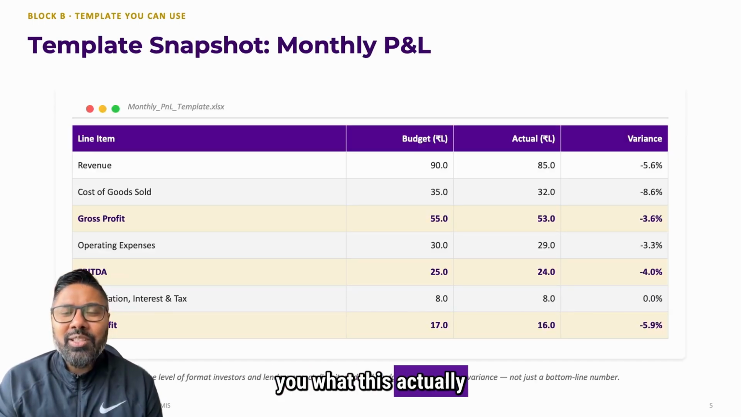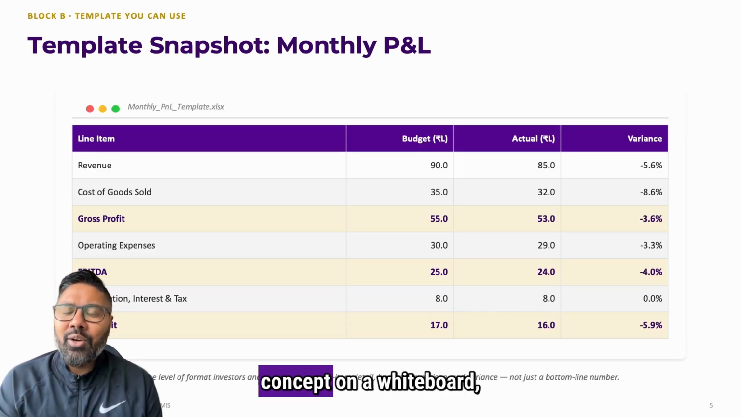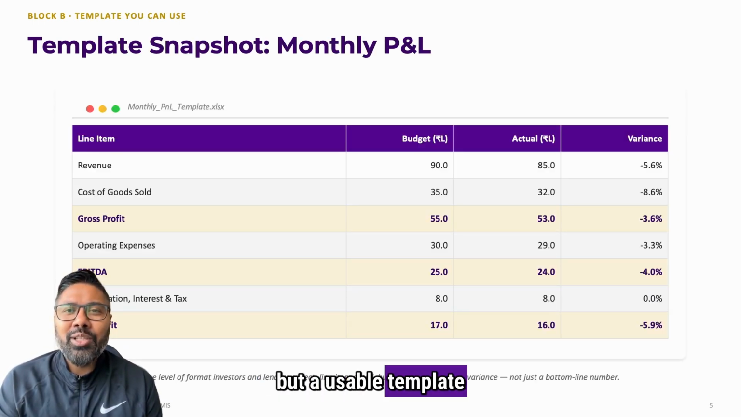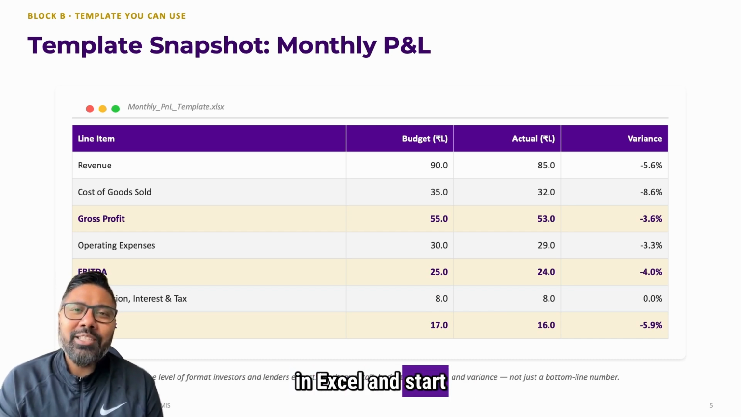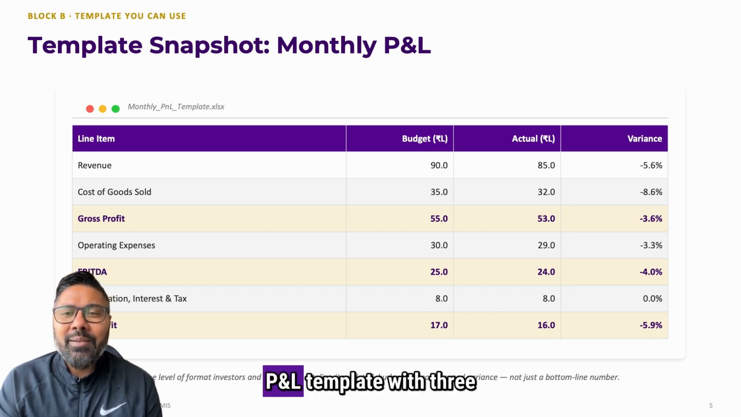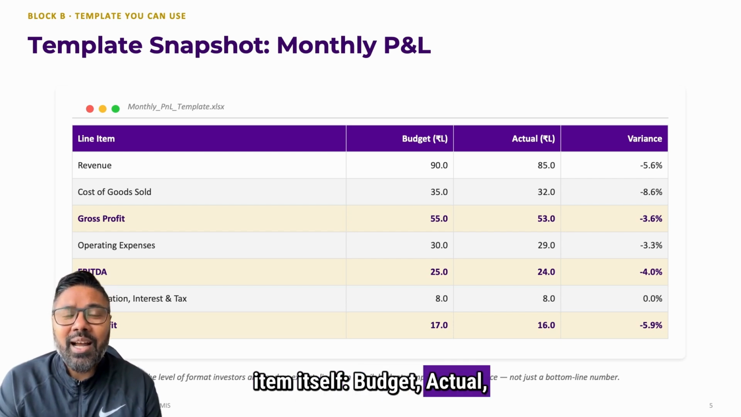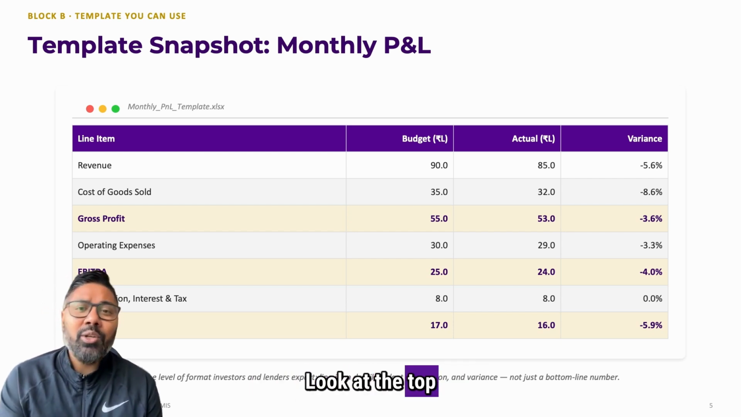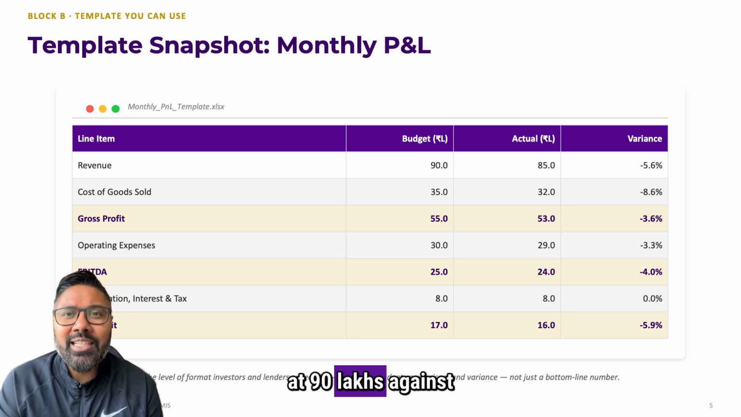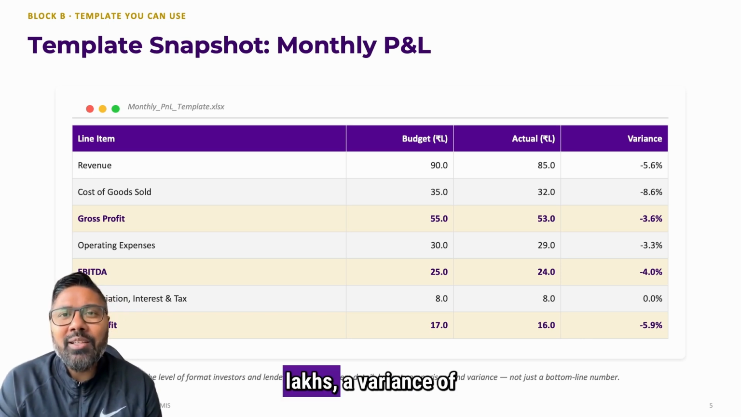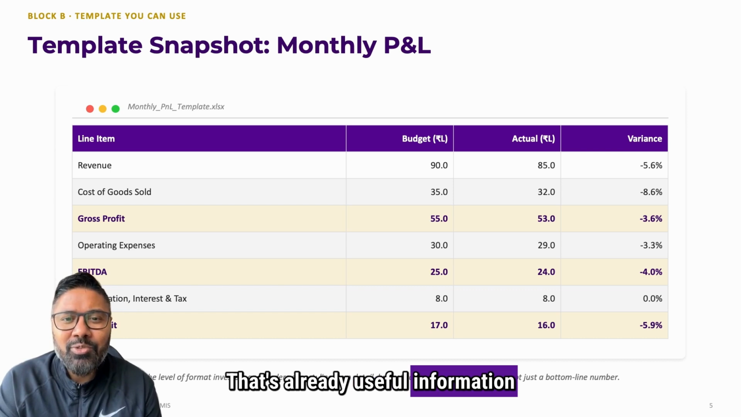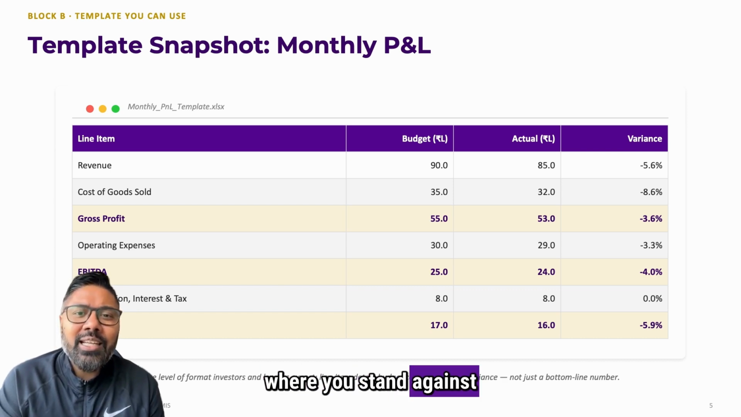Now, let me show you what this actually looks like in practice. Not just the concept on a whiteboard, but a usable template you could literally open in Excel and start using today. This is a monthly P&L template with 3 columns beyond the line item itself: budget, actual, and variance. Look at the top line. Revenue budgeted at 90 lakhs against an actual of 85 lakhs, a variance of minus 5.6%. That's already useful information. You know exactly where you stand against plan.